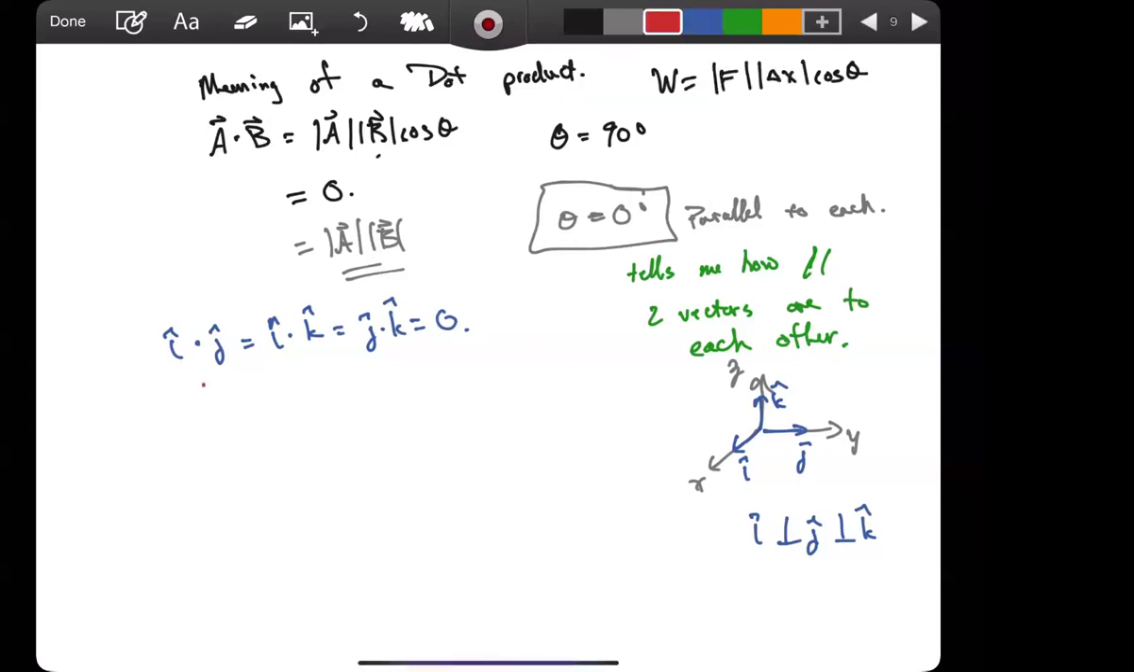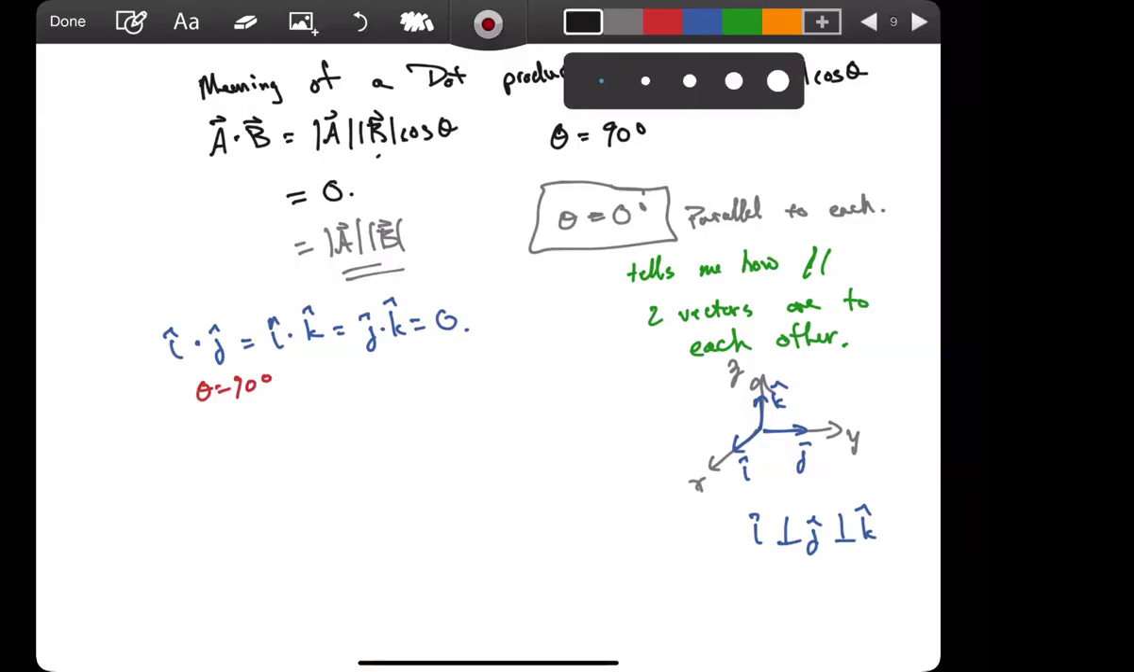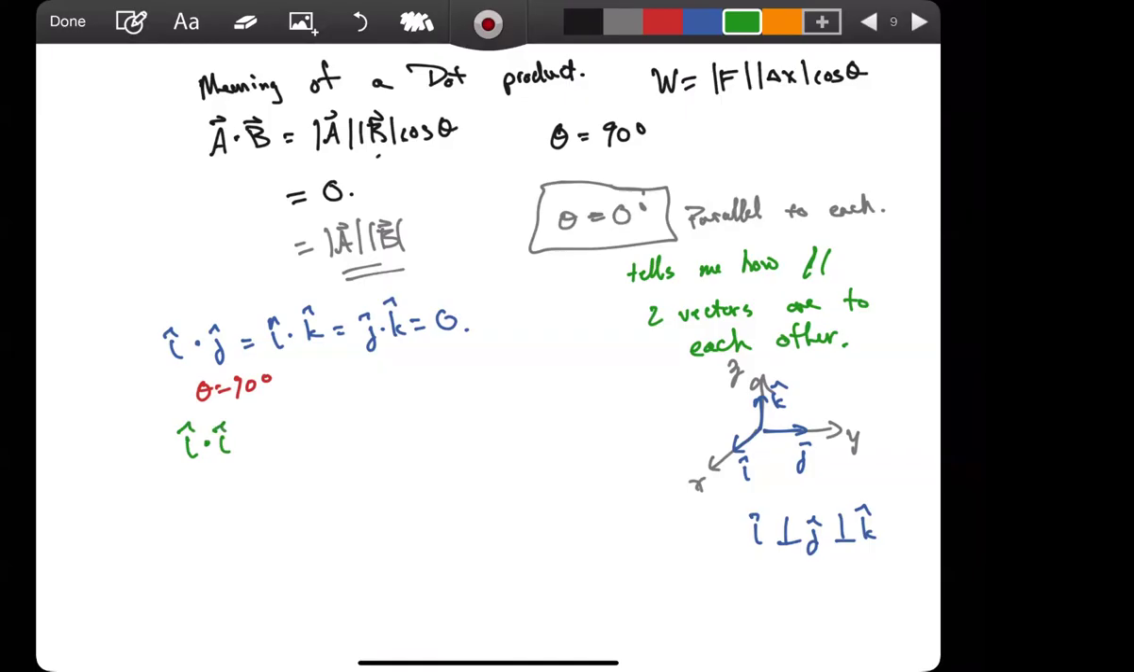So in all of these cases, the angle is simply equal to 90 degrees, which means all these dot products are going to be equal to 0. So the only way my dot products are not equal to 0 is when I have I dotted with I, which is equal to J dotted with J, which is equal to K dotted with K, which is simply equal to 1.